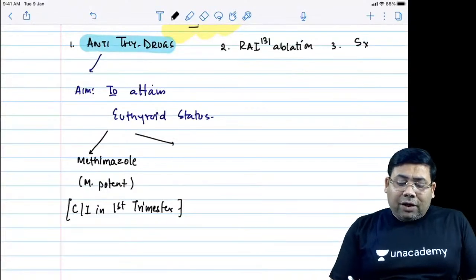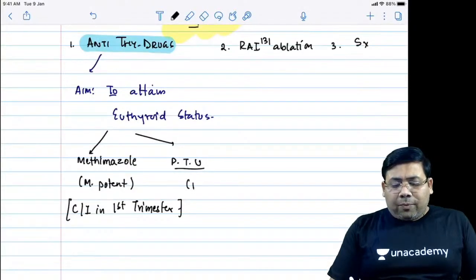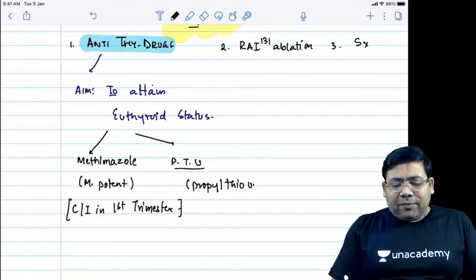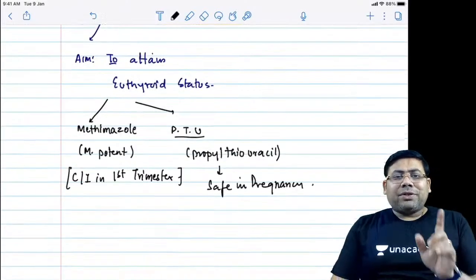Next, what else do we have? You have PTU, propylthiouracil. Actually, this is safe in pregnancy. But the drawback is, first of all, you have to take a tedious dosing, so it is less patient compliant.